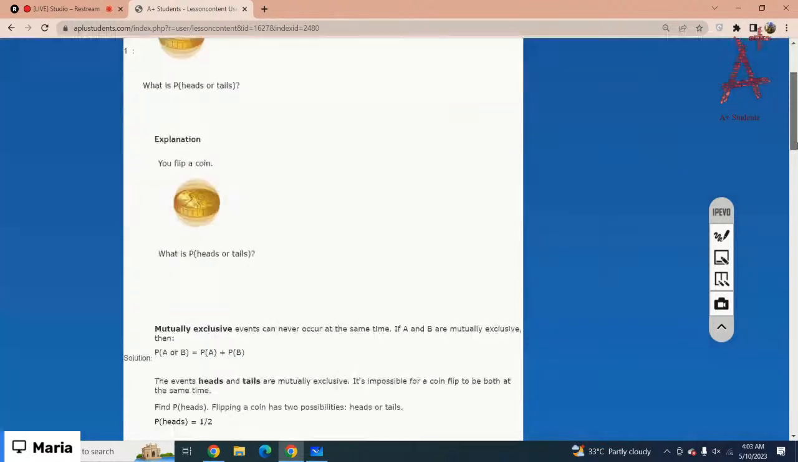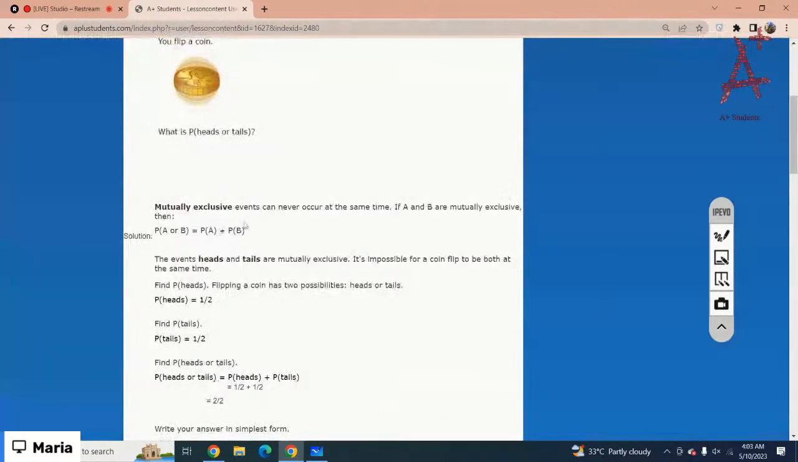So here is the definition. Mutually exclusive events can never occur at the same time. That is the definition of mutually exclusive events. They never occur at the same time. Like if you flip a coin, it never lands on head and tail together. Either it will land on head or it will land on tail. Got it? If A and B are mutually exclusive, then probability of A or B equals probability of A plus probability of B.